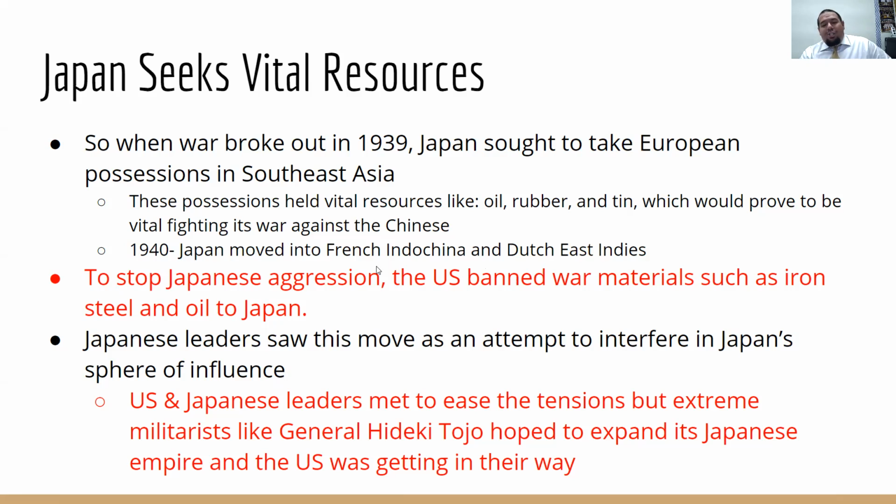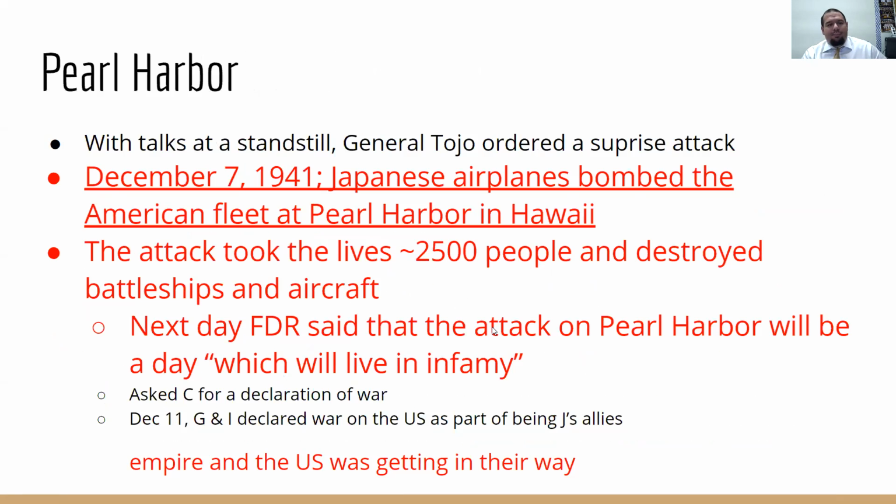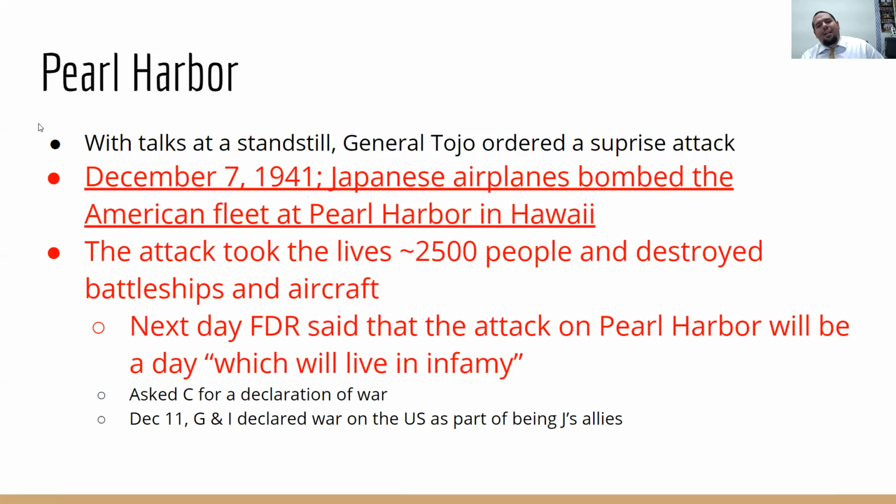To stop Japanese aggression, the U.S. kind of did it on themselves. They banned war materials such as iron and steel and oil to Japan. Japanese leaders saw this move as an attempt to interfere in Japan's sphere of influence in Asia. However, U.S. and Japanese leaders would meet to ease the tensions, but extreme militarists like General Hideki Tojo hoped to expand the Japanese empire, and the U.S. was getting in their way. So with talks at a standstill, General Tojo ordered a surprise attack.